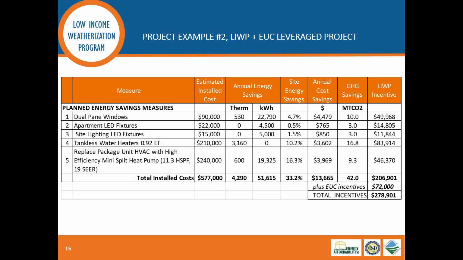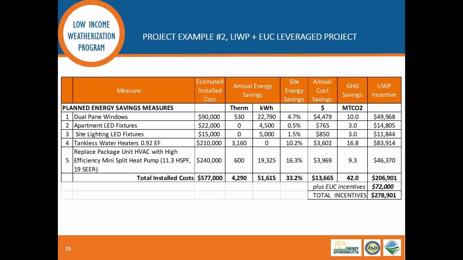And in this case, they're replacing windows, and they're doing lighting in both the interior units as well as the site lighting on the exterior of the property. They're replacing water heaters in each unit, tankless water heaters with a 0.92 efficiency factor. And they're replacing current package HVAC units with high efficiency mini split heat pumps. So that's a pretty big investment there.